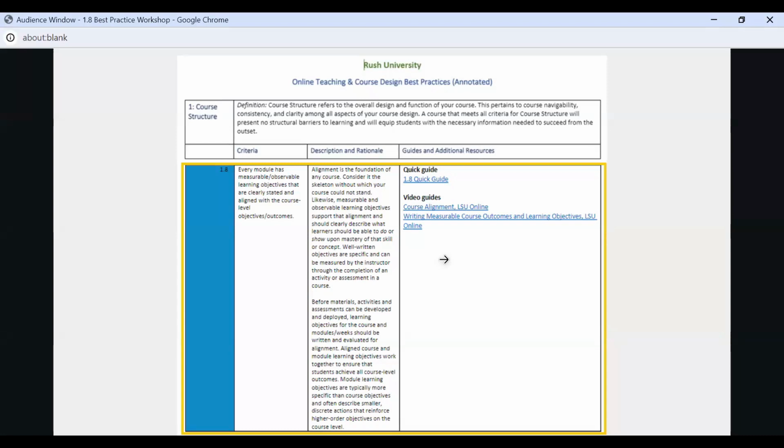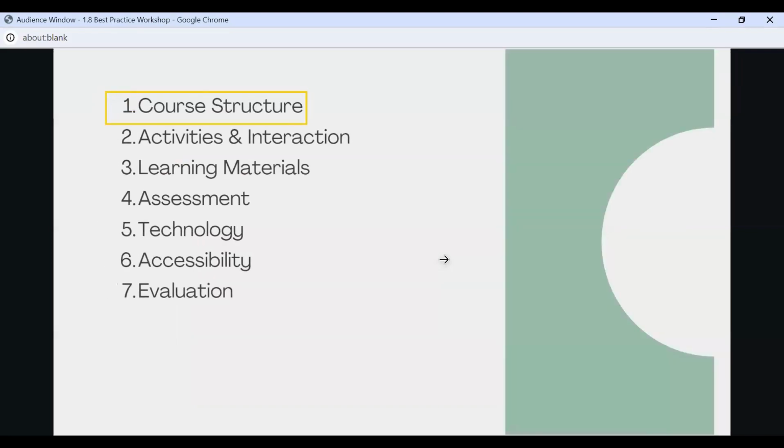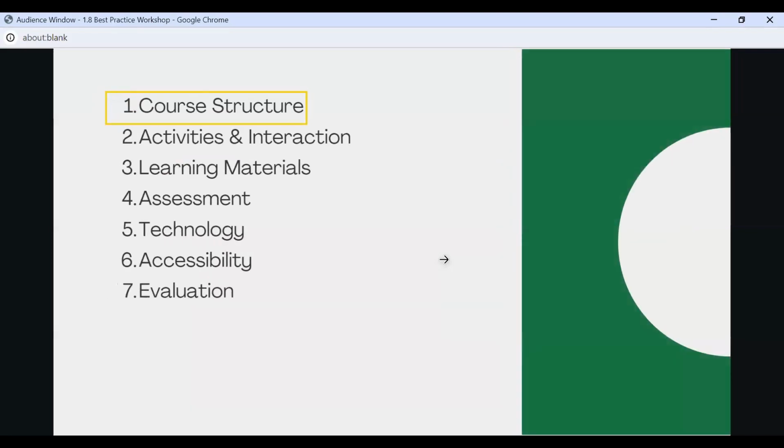And again, it falls within course structure, which refers to the overall design and function of your course. So course navigability, consistency, clarity, among all aspects of your course design. So it really is the foundation, obviously the structure upon which your course is built. And again, we're looking at course structure, the first of 7 best practice categories, which we will move through as we have these brief workshops on them.